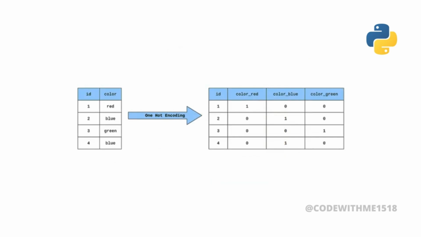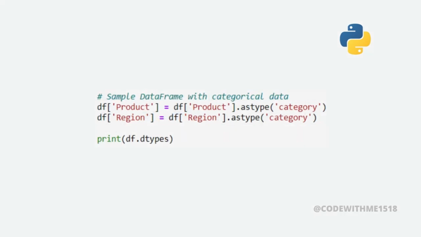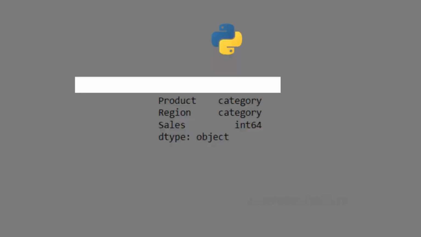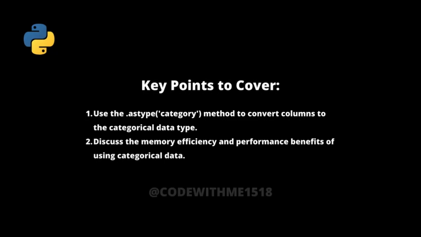By converting columns to the category type, you not only optimize memory usage, but also unlock Pandas' ability to perform specific operations on categorical data, such as reordering categories or handling missing values more efficiently. Key points: converting to categorical data type. Use the .astype category method to convert columns to the categorical data type. Advantages: discuss the memory efficiency and performance benefits of using categorical data.